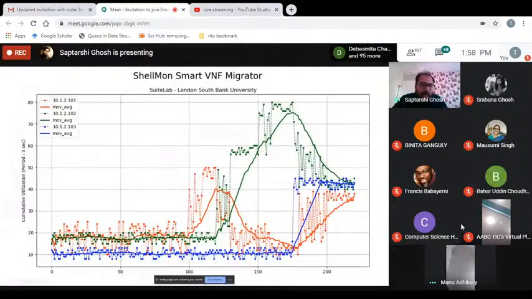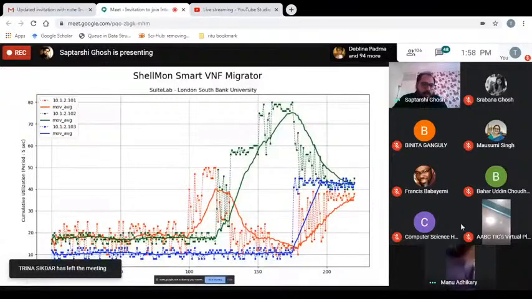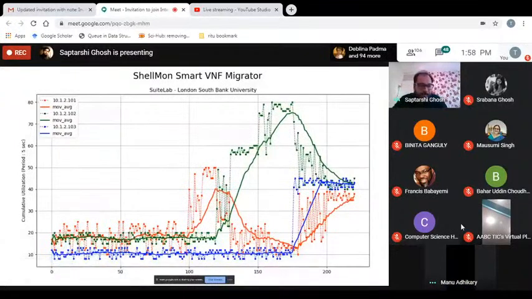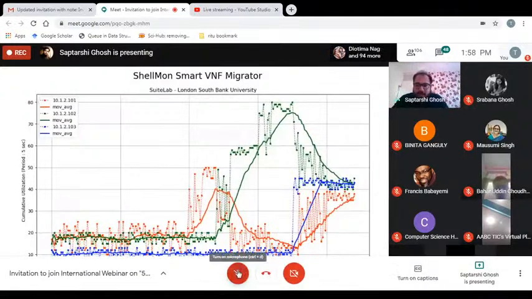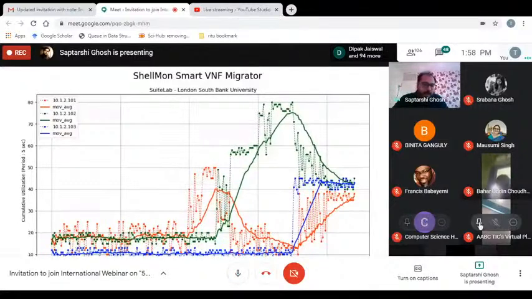So what you see here, that there are 3 nodes which are, I think somebody's mic is on, some noise is coming in. So what is, if you don't mind muting your mic, please.